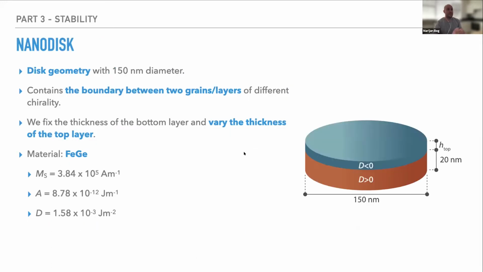So let's first look at the stability. To find out more about what the Bloch point is and when it's created, we simulate a disk of 150 nanometers that consists of 2 layers. You can see that in these 2 layers the sign of D is opposite. The absolute value is the same, but the sign is different. We fix the thickness of the bottom layer to be 20 nanometers, and then we vary the thickness of the top layer. The material is iron germanium with these material parameters.